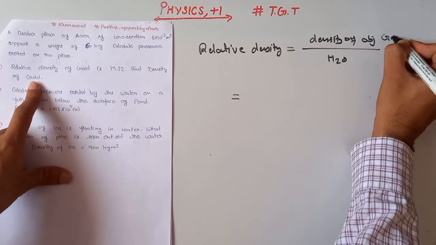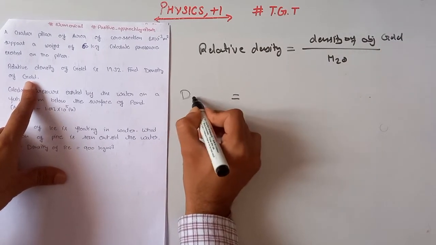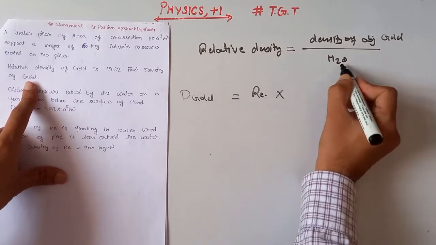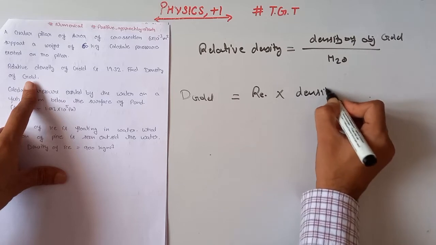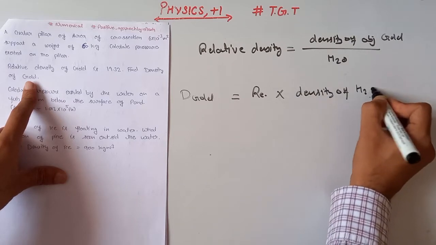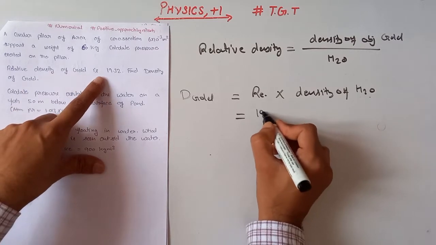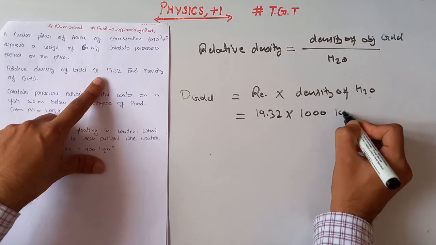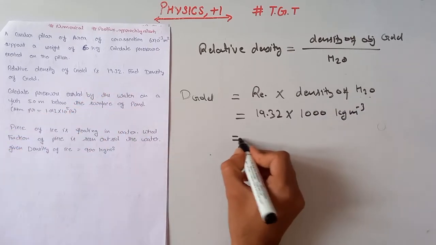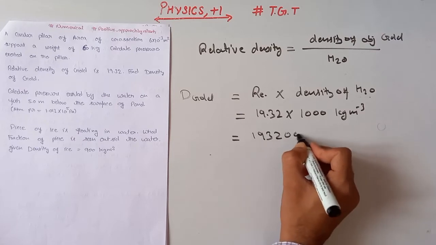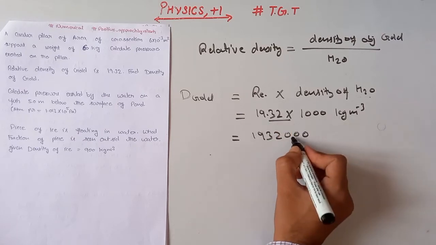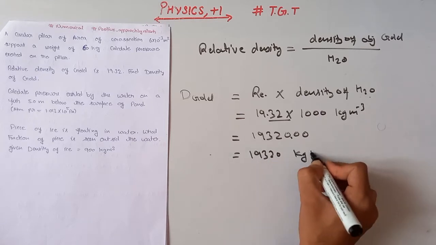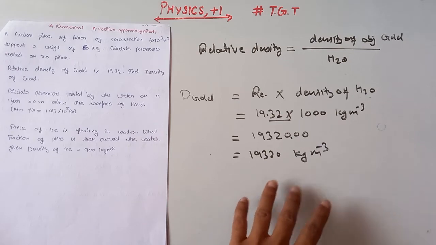Here the object is gold. Now, the density of gold is equal to the relative density multiplied by the density of water. Given that the relative density is 9.32, into the density of water, we know that the density of water is 1000 kg m^-3. Now which is equal to 9320 into 1000... which is equal to 19320 kg m^-3. This is the density of the gold.